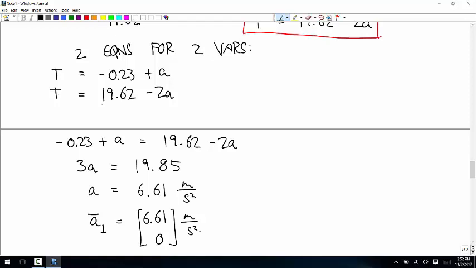So is it speeding up or slowing down? Yeah, it's slowing down. We said at the beginning that the block was sliding down the incline, so if the acceleration is up the incline, it's this way, then that system is slowing down, and if you let it run for a couple seconds, it'll come to a stop.